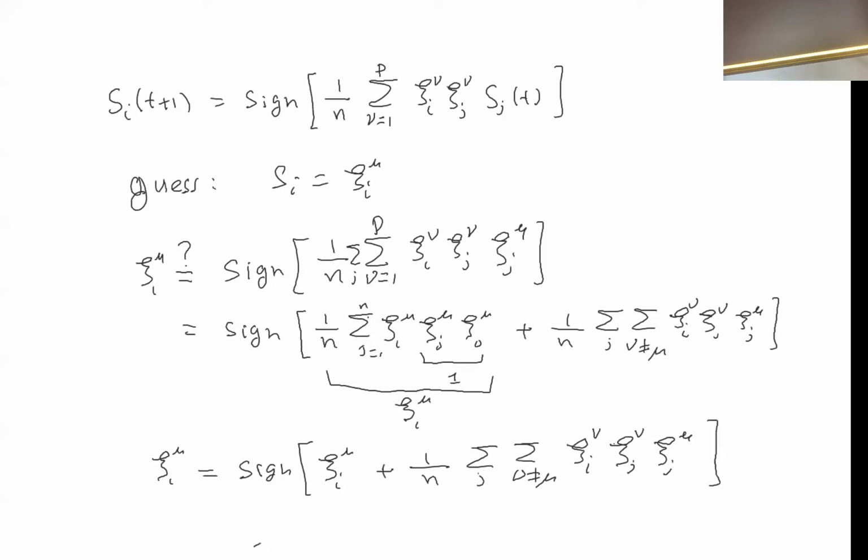Okay, so if this term were 0, our guess would be correct. All right, let's put a question mark there. Because if this were 1, the sine of 1 is 1. If that were minus 1, the sine of minus 1 is minus 1. But how big is this term? So I'm going to write that on the next page.